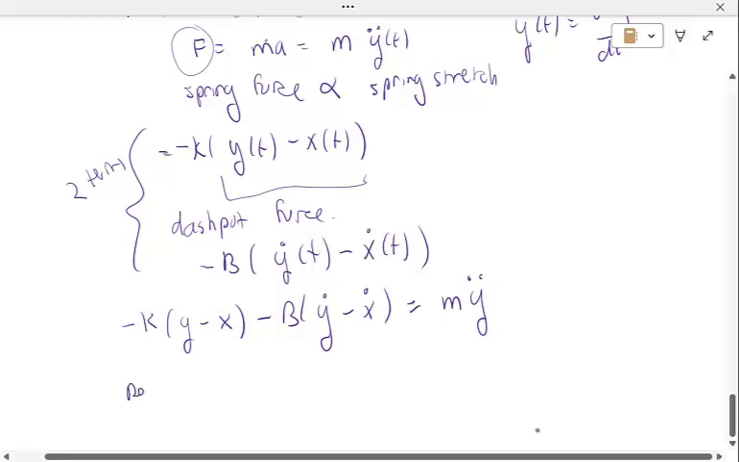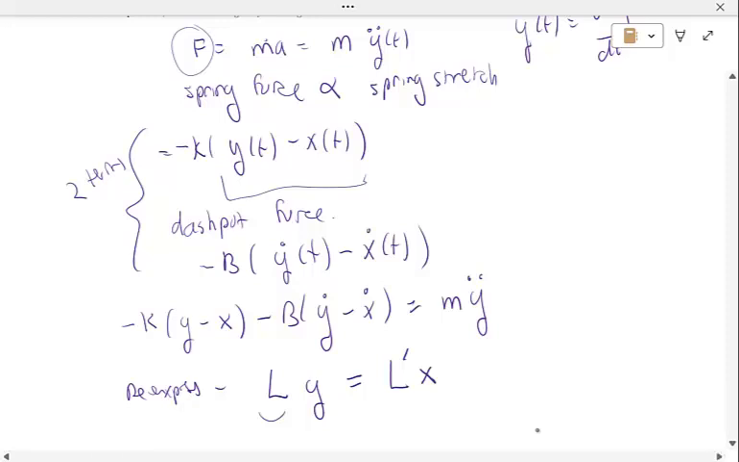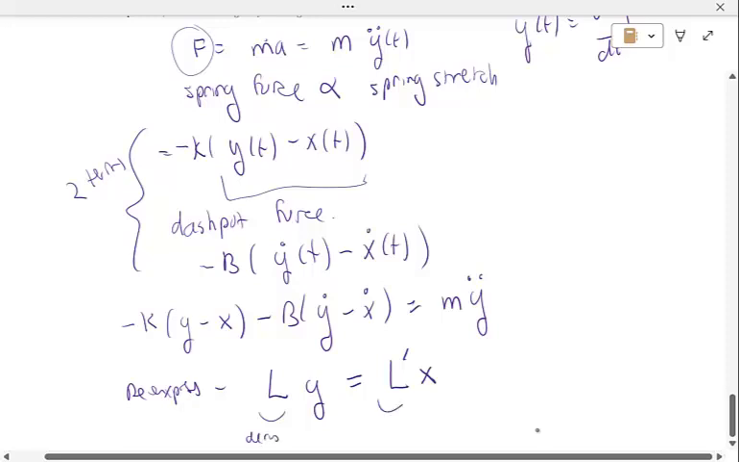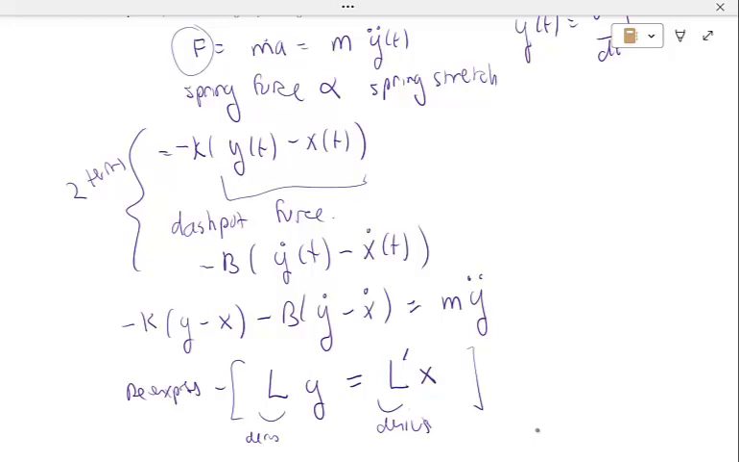So you want to re-express. And I've said this before, that you want to have a linear differential operator L operating on y equal to some other linear differential operator acting on x. Right? So this L is just derivatives. And then you can use this to find your Laplace transform, impulse response, and all that good stuff. Now this should be familiar territory from here.